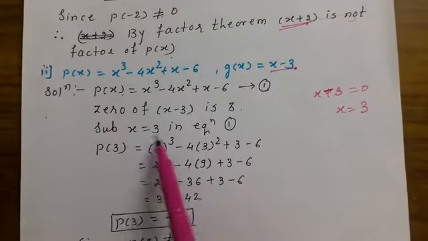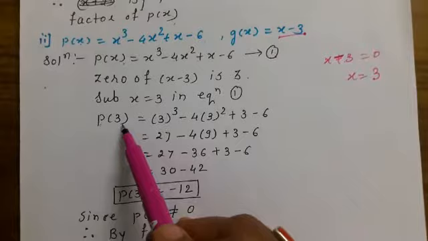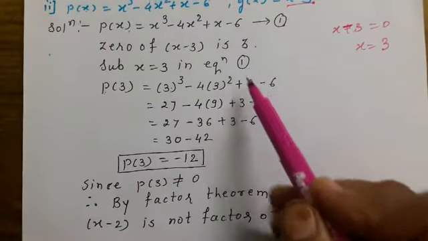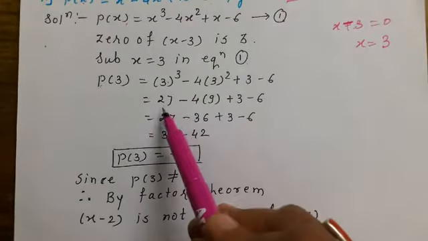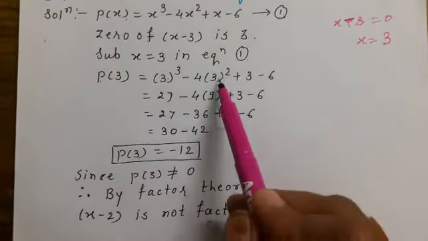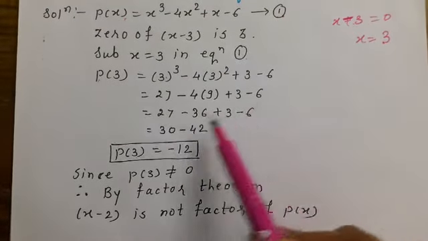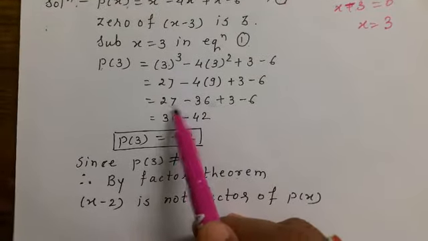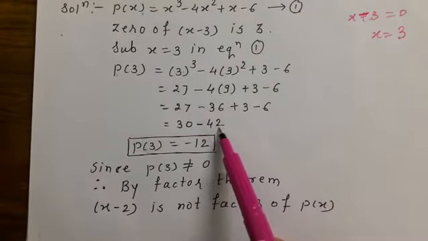So substitute x is equal to 3 in equation 1. We will get p of 3 is equal to 3 cube minus 4 into 3 square plus 3 minus 6. So 3 cube means 27, minus, 3 square means 9, 9 fours are 36, plus 3 minus 6. So here, after doing the addition, 27 plus 3 means 30, minus 36 minus 6 means minus 42.